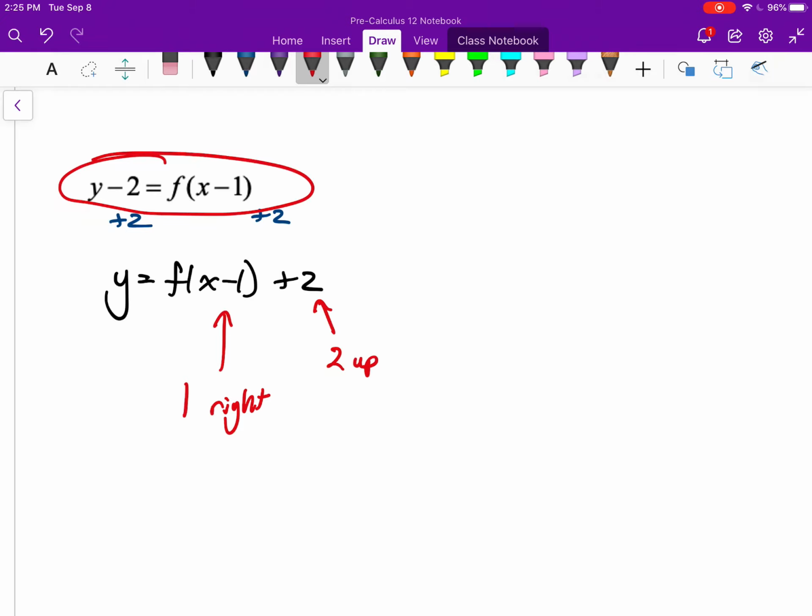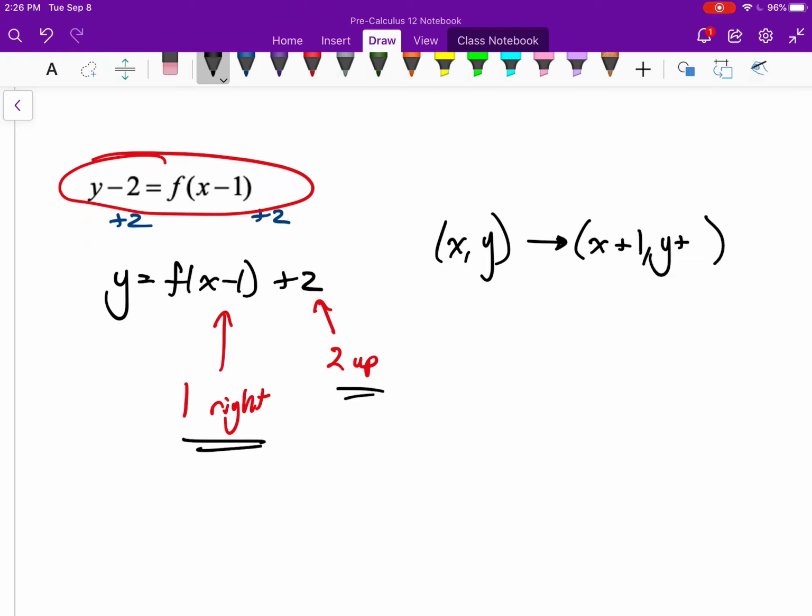All right, and now in mapping notation, what would this look like? Well, x comma y maps onto, we say. Well, if I'm moving 1 to the right, that means my x coordinate is going to have 1 added to it. If I'm moving 2 up, my y coordinate, wherever it is, will be 2 more, and that's in mapping notation. But keep in mind that this and this represent the same thing.